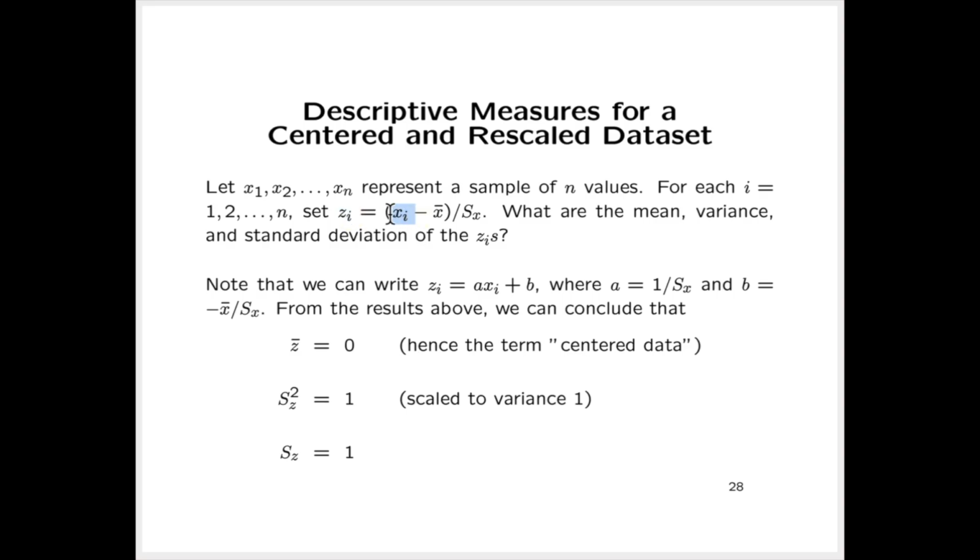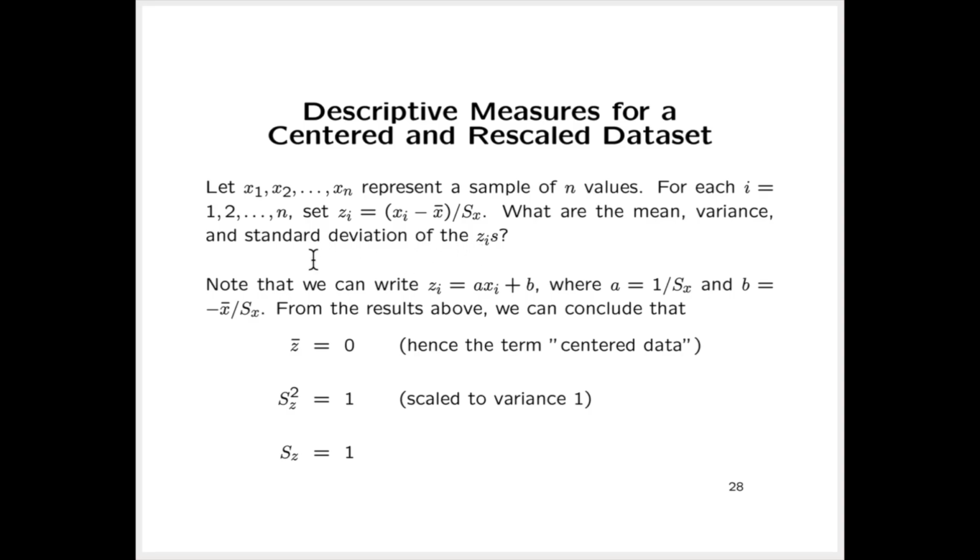For each i, going from 1 to n, we'll let z sub i be equal to the following expression. We're going to subtract off the mean of the x's from each x sub i, and then we will divide that entire difference by the standard deviation of the x's. Now that process is called standardization. We are centering the data by subtracting off the mean of the x's from each x sub i, and then we're rescaling the data by dividing the differences by the standard deviation. So the question is, what are the mean, variance, and standard deviation of the z's?